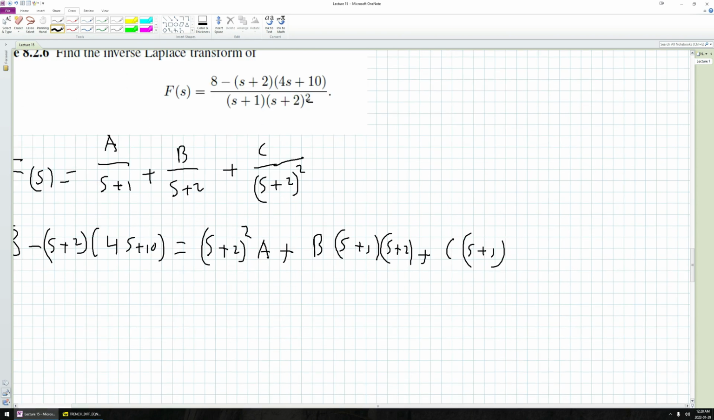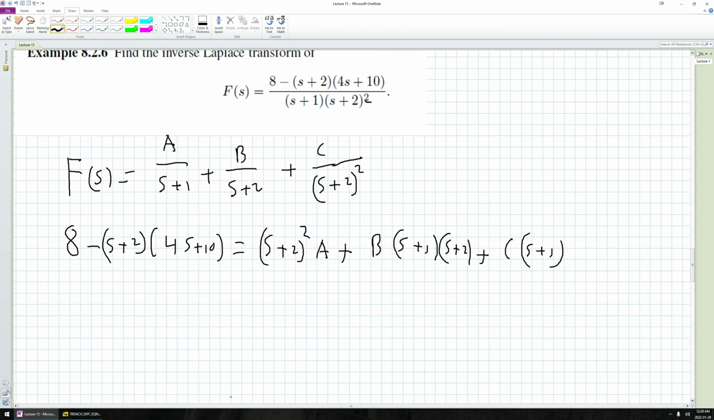So the book gives one method where you expand things out. Actually, I lied. The book does what I was going to do anyways. So let's just do what the book does because that's what I was going to do. Basically what we want to do is pick values of s such that we can get some of these terms to cancel to solve for a, b, and c.